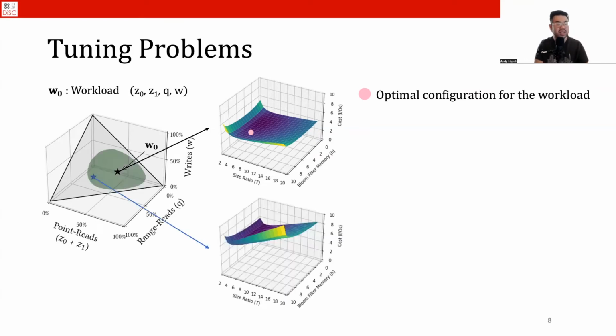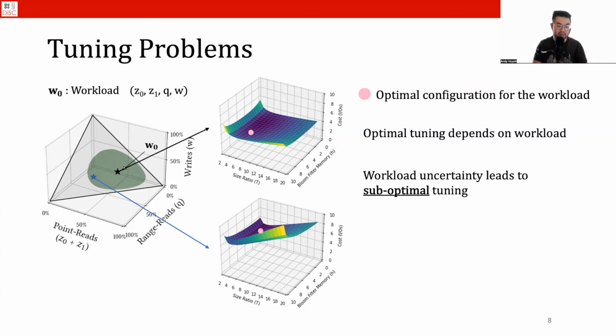So if I take a look at a neighboring workload, some workload that is close to our original expected workload, the cost surface is going to look different, and it's also going to give us a different optimal configuration, right? So this can be very problematic if our initial expected workload that we use for tuning is far off from what we observe when actually deploying our application or deploying our LSM tree.